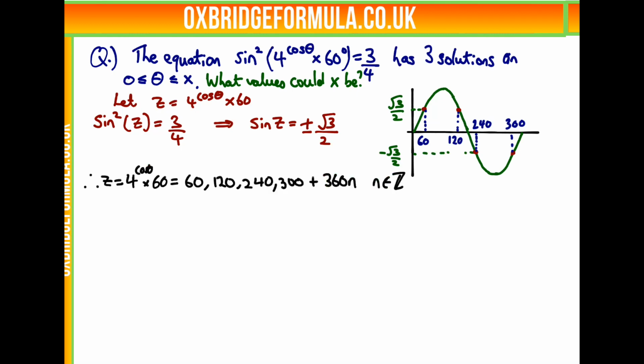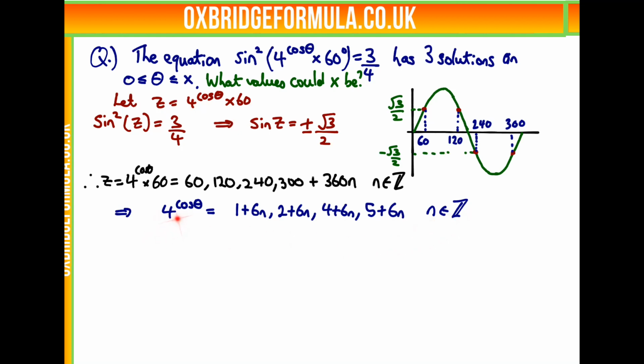Well, that means that z, which is exactly 4 to the power of cos theta times 60, is precisely 60, 120, 240, or 300, plus integer multiples of 360 for all of these cases. So what can we do from here? Well, we have a 60 here, and every single term on the right-hand side is also divisible by 60. So let's divide through by that, which leaves us with 4 to the cos theta must be either 1 plus 6n, 2 plus 6n, 4 plus 6n, or 5 plus 6n for n an integer.